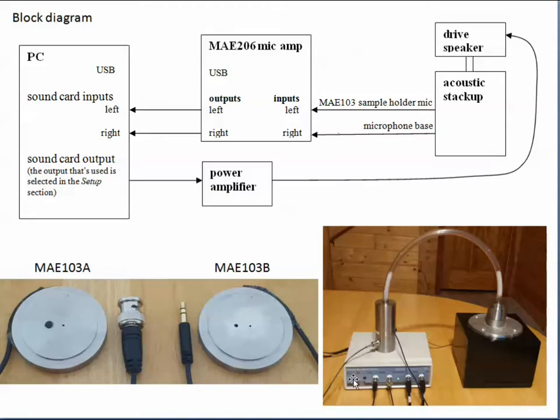On the left here, you see it has 3.5 millimeter input jacks, which is appropriate for the 103B, which uses a separate supply for the microphone. The 103A uses a phantom supplied microphone, so you'd use the B and C inputs for the 103A.